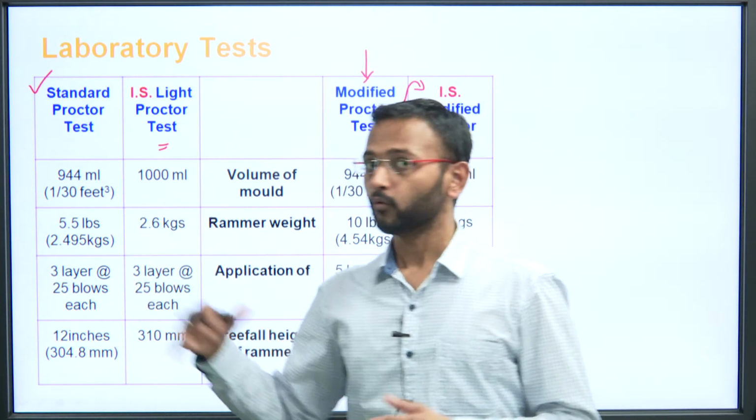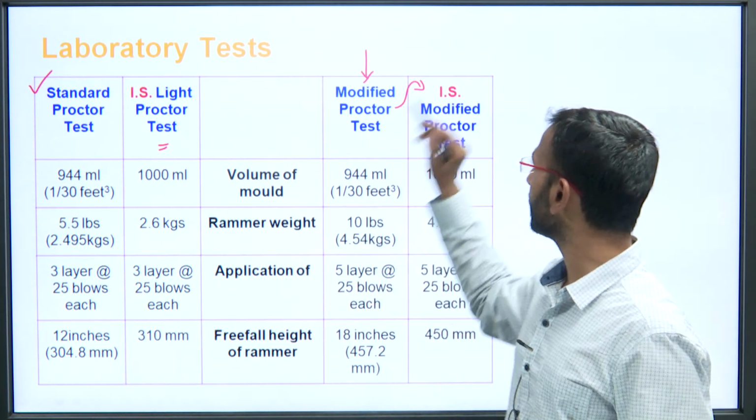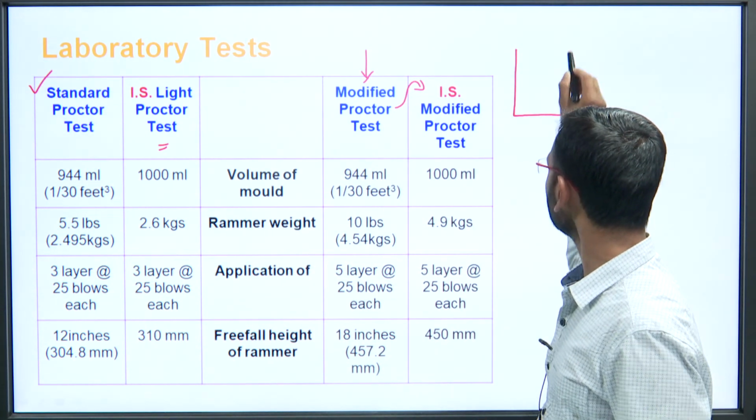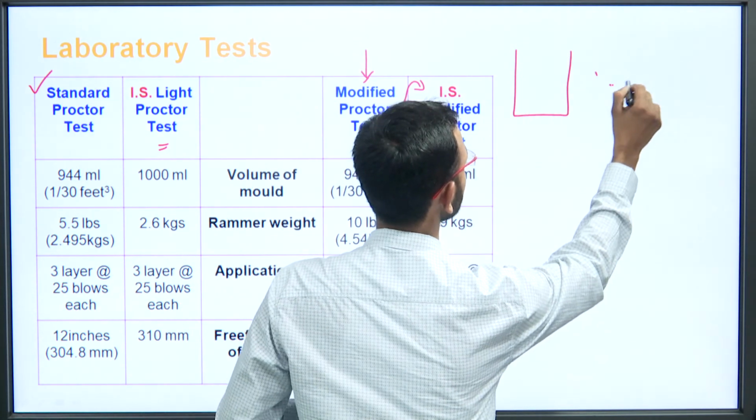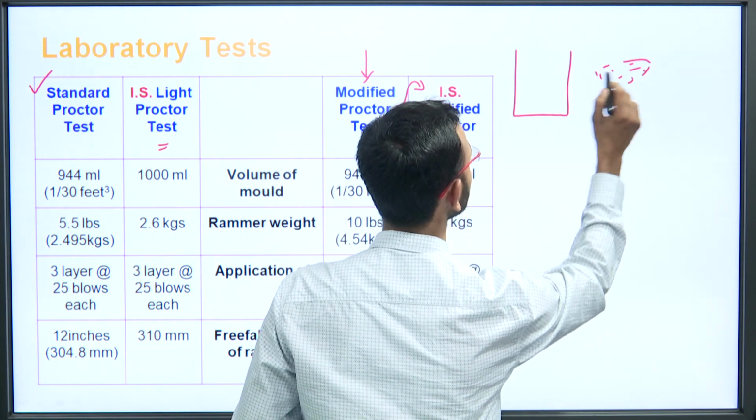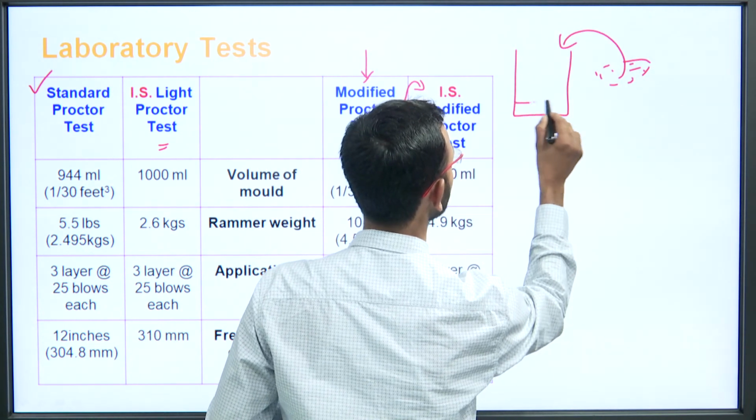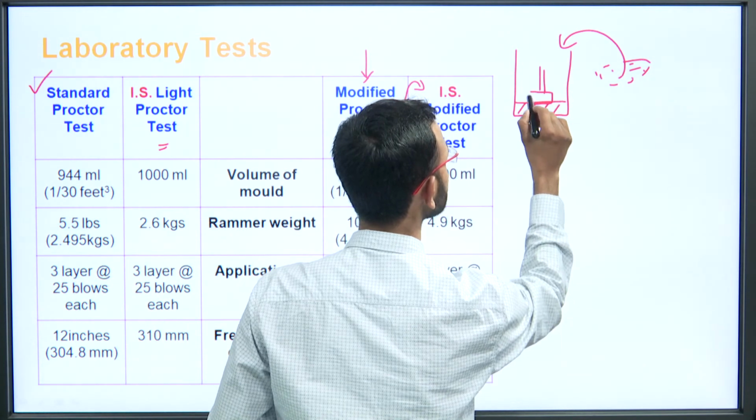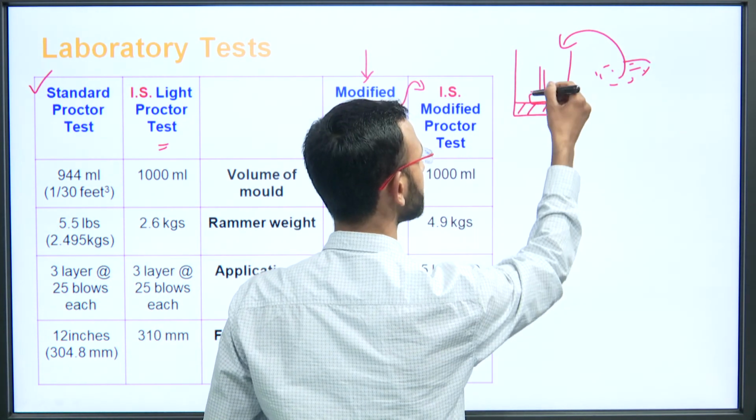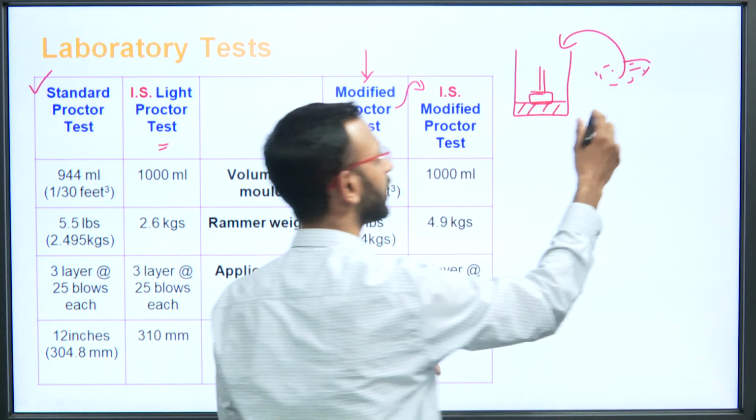So, what happens there? There is some mold here, let us say this is the mold, and there is some soil. We take this soil and put it in the mold in layers. We take the first layer and compact it with a rammer, then we scrape the surface, and then what happens?